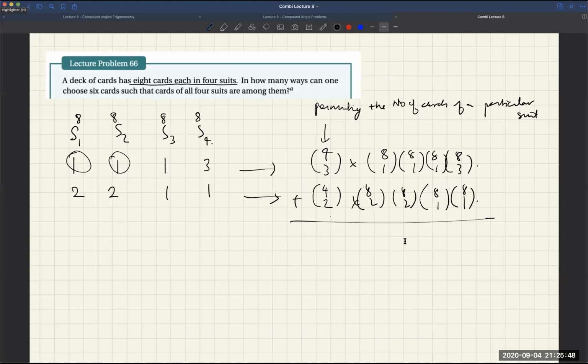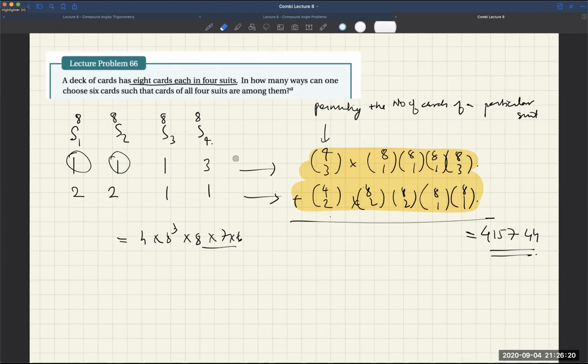Sir, the answer in number is quite big here, like 415744. Okay, sir. Okay, it is better not to calculate. I left it here only, believing that it is correct. You can check with a calculator if it works. For example, what will this be? 4 into 8 cube into 8 into 7 into 6 by 6. So 8 into 7 will come here.